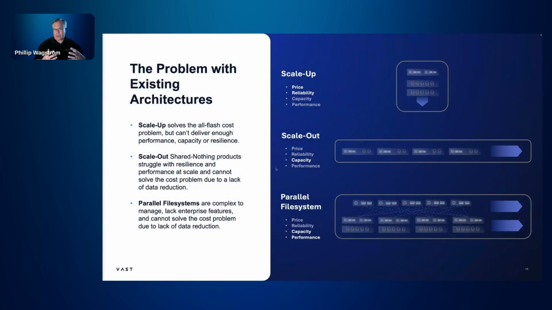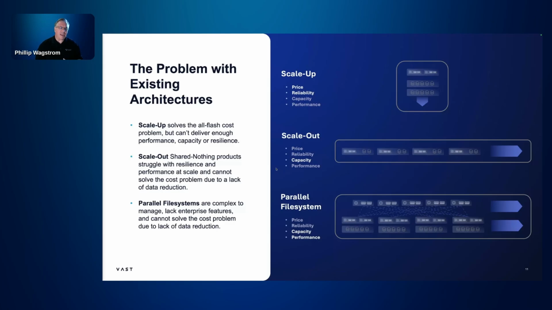So the problems with the older architectures, the scale up and the scale out and the parallel file system, they all break down at some point. Scale up, those wind up being larger and larger systems. Eventually they become very unwieldy. It's a large frame, and if the one frame goes down, that's a pretty big blast radius for data unavailability.